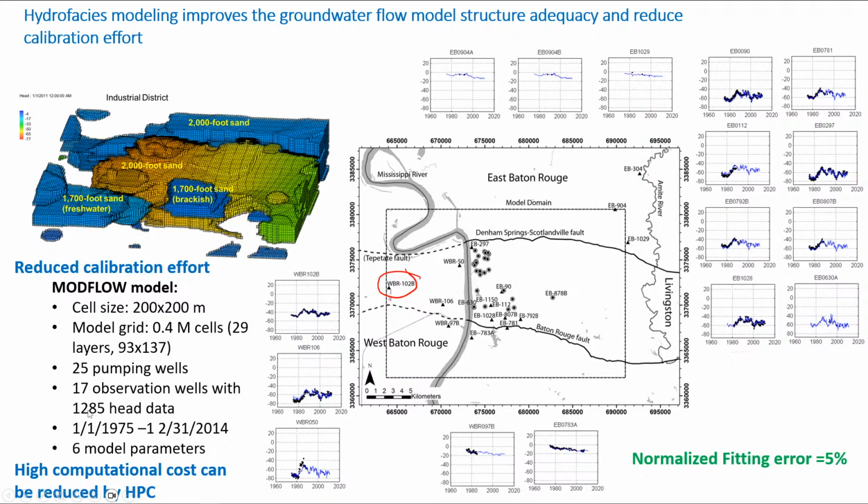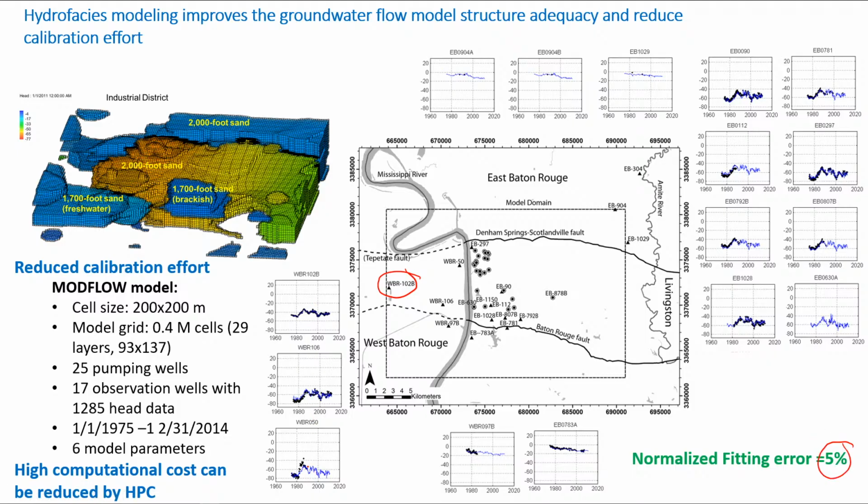How many observation points do I have? About 1,200 data. So you see how many head data were measured. Some of them have condensed data, but some of them have only 2 points. Like you see here, this one has only 2 points, this one has only 2, but some of them have a very condensed data set. And this is my calibration period, from 1975 to 2014. If you count how my model is estimating and what I'm observing, the normalized fitting error is only 5%.